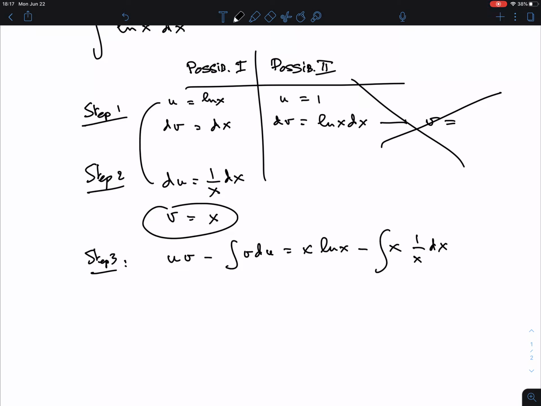And were you supposed to do the product rule? No, there is no product rule. We cannot just integrate this and then this and put it together. That's the whole point. That's what we're doing, integration by parts. So what is it then? What do we have to do?